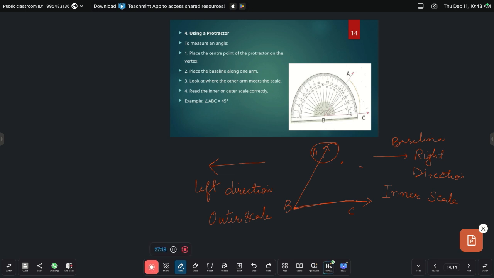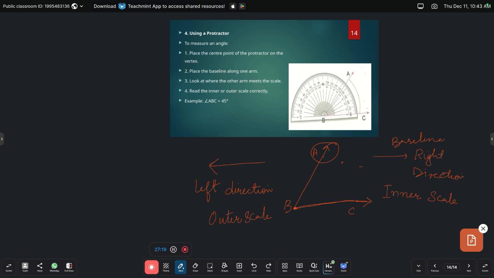Now, dear students, as I have told you, we have to see the baseline. Here, the baseline lies in the right direction. So, which scale do I have to use? I have to use the inner scale. That means this scale we have to use. You can see this ray AB lies in between 40 and 50. Don't get confused. You have to use the inner scale, and it's between 40 and 50.